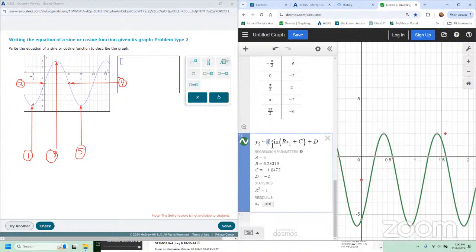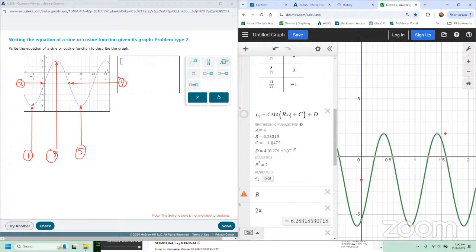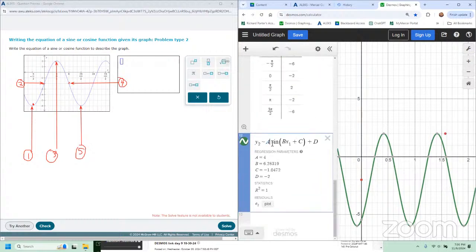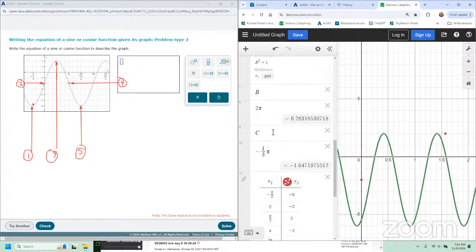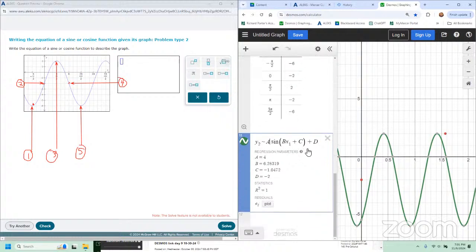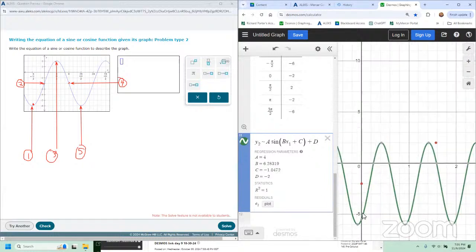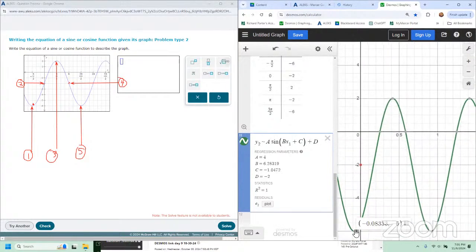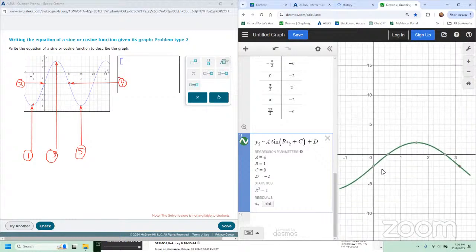Oh, I'm sorry. I can't reuse those letters, can I? Shoot, because a, b, c, and d mean those things right there. I'm just going to kill that one. Okay. Oh, x1. I'm sorry, that's x2. There we go. Much better.